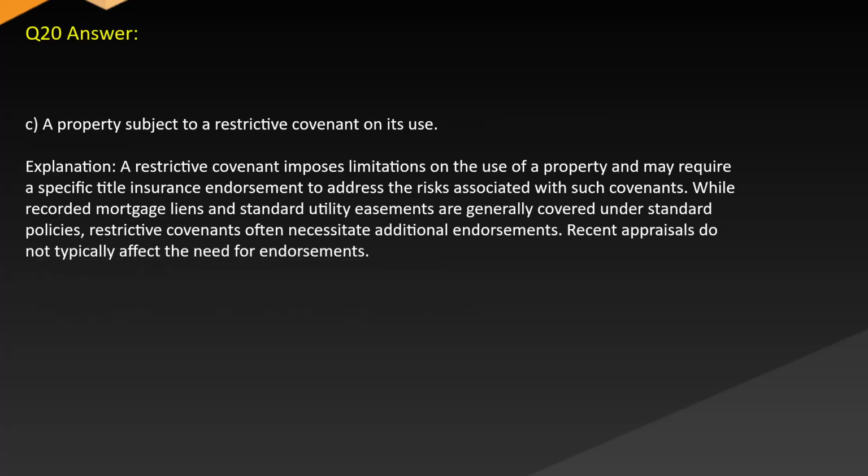Answer: C. A property subject to a restrictive covenant on its use. Explanation: a restrictive covenant imposes limitations on the use of a property and may require a specific title insurance endorsement to address the risks associated with such covenants. While recorded mortgage liens and standard utility easements are generally covered under standard policies, restrictive covenants often necessitate additional endorsements. Recent appraisals do not typically affect the need for endorsements.